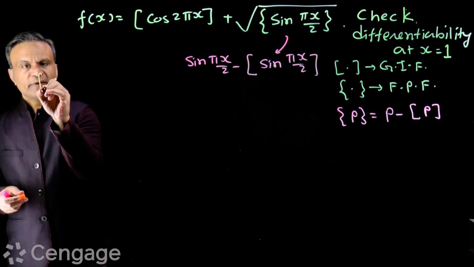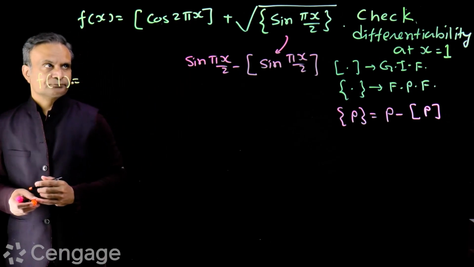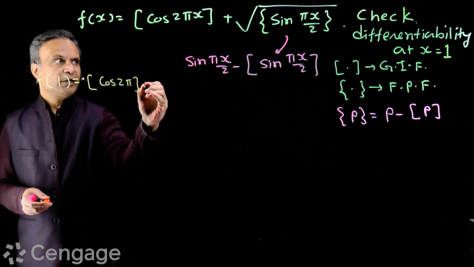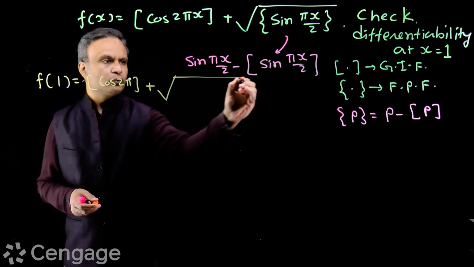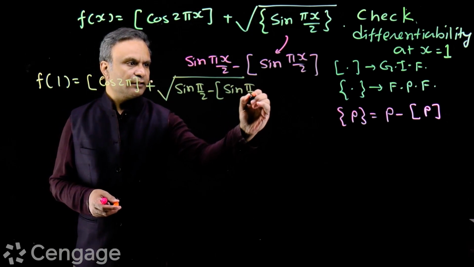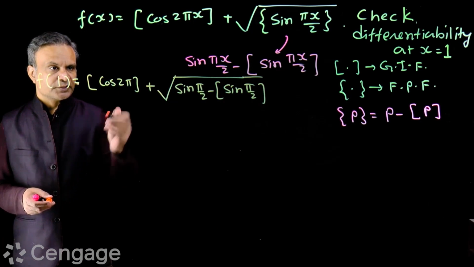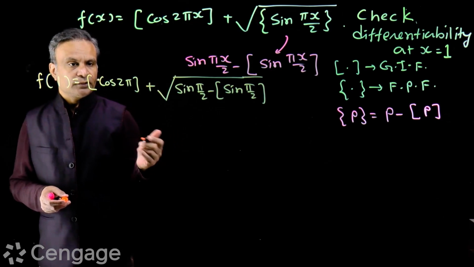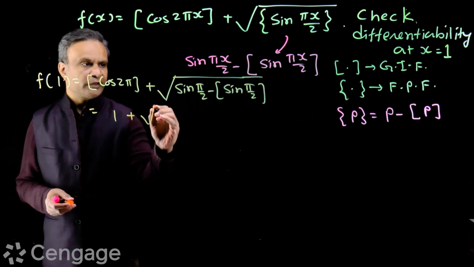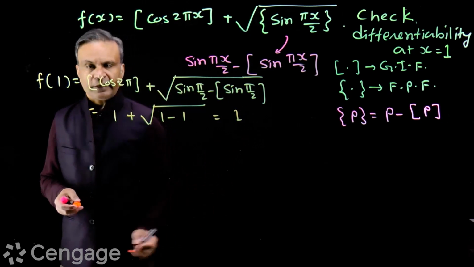Now what will be the value of f(1)? Put x = 1. We get greatest integer of cos 2π plus square root of sin(π/2) minus greatest integer of sin(π/2). Cos 2π is exactly 1, because here x is exactly 1. So we have greatest integer of 1, which is 1, plus square root of 1 minus 1. So f(1) is 1.